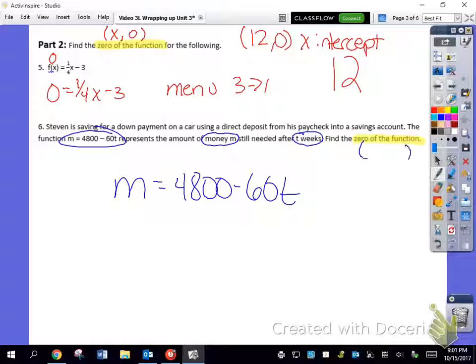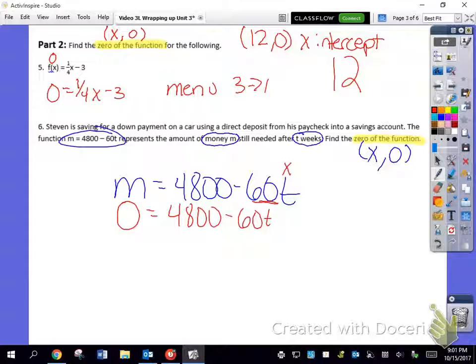Remember, zero function, it's another name for the x-intercept, so you have a 0. X-intercept, so you have an x and you have a 0 in for the y. So I'm going to put a 0 in for the y. 4,800 minus 60t. Remember, the variable that has a number in front of it is always your x. And so that means the other one is always your y. Now I'm going to go do menu 3, 1.